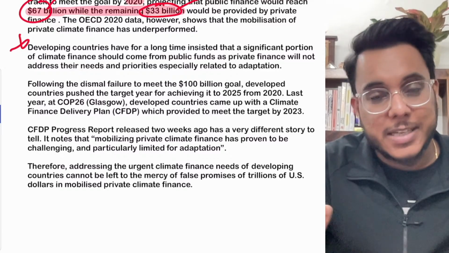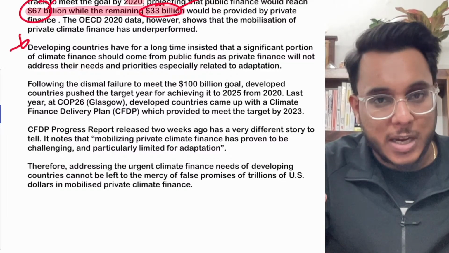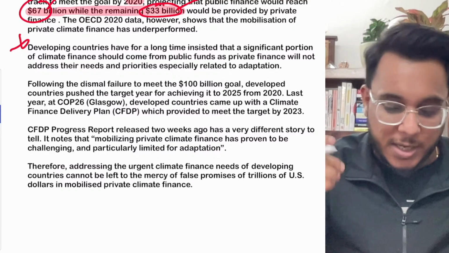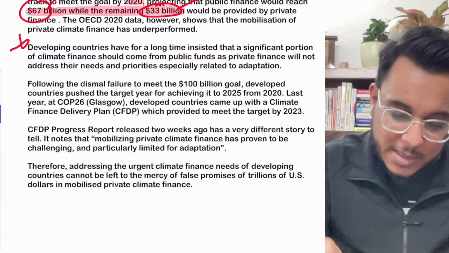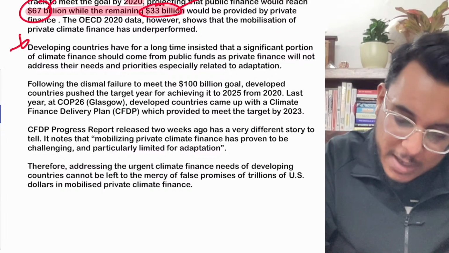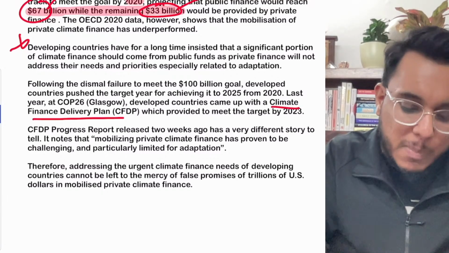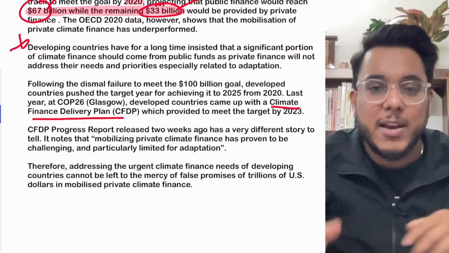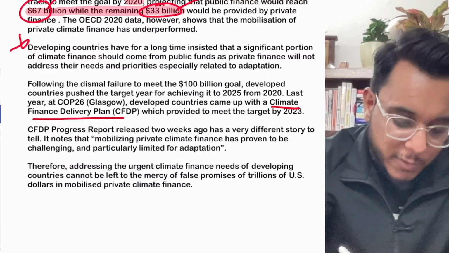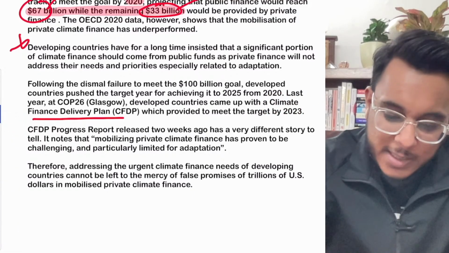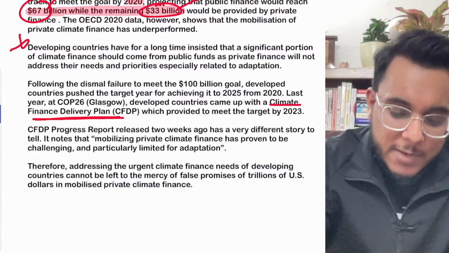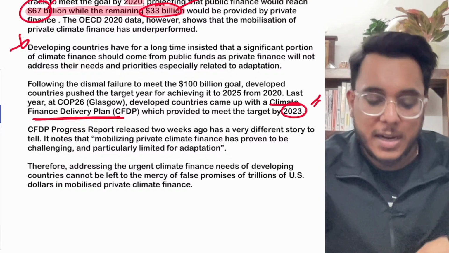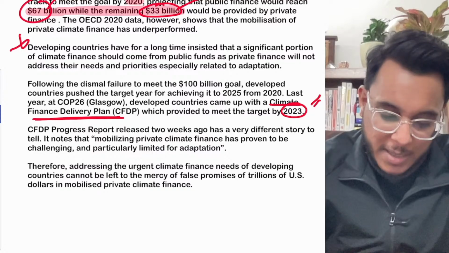Last year, at COP26 held in Glasgow, the developed countries came out with a new kind of agenda. There, the developed countries came out with the Climate Finance Delivery Plan, CFDP. And this Climate Finance Delivery Plan gave a new deadline, a deadline of 2023, by which they said that $100 billion will be provided. Okay.